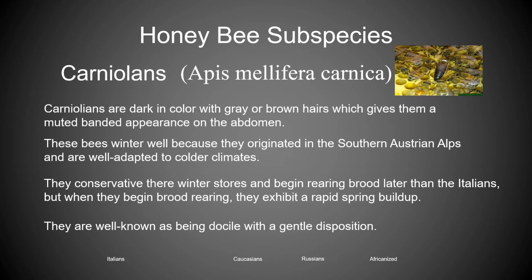Carniolans are dark in color with gray or brown hair, which gives them a muted band appearance on the abdomen. These bees winter well because they originated in the southern Austrian Alps and are well adapted to colder climates. They conserve their winter stores and begin rearing brood later than the Italian, but when they begin brood rearing, they exhibit a rapid spring buildup. They are well known as being docile with a gentle disposition.